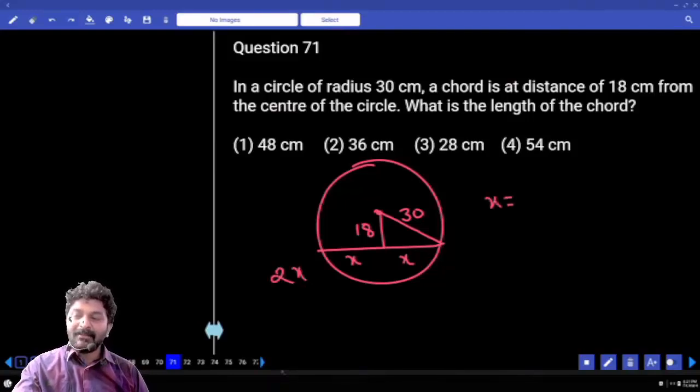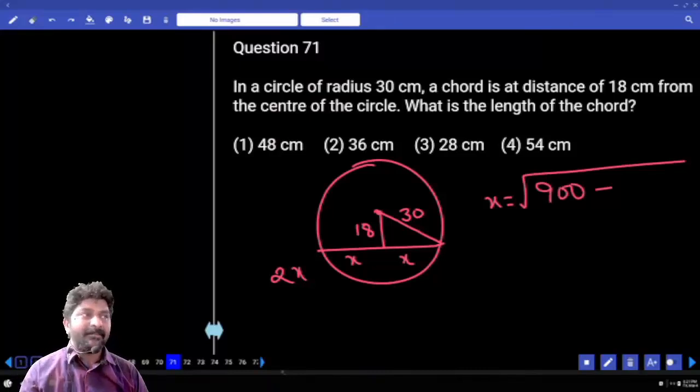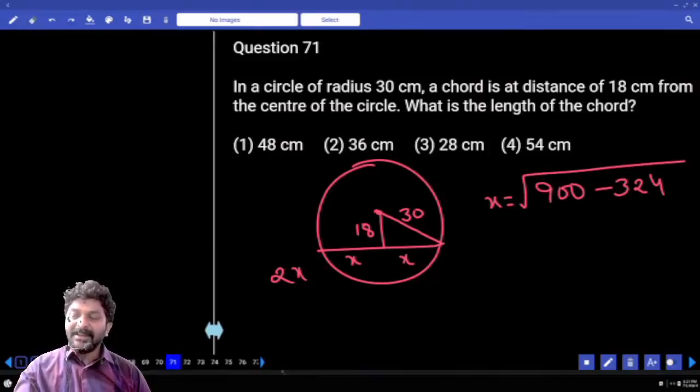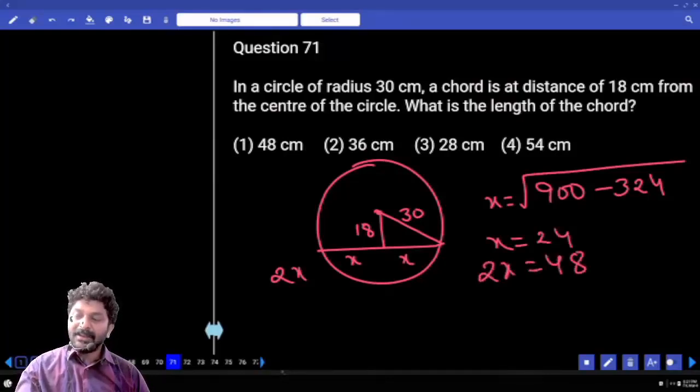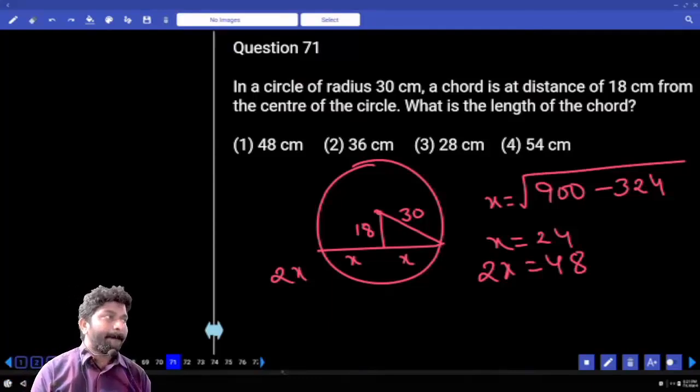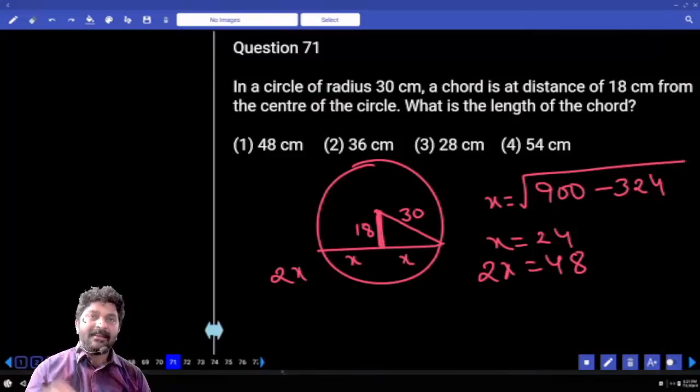X must be equal to the square root of hypotenuse square, 30 square, 900, minus 18 square, 324. Correct? How much is that? 576. 576 is equal to 24 square. Then 2x is equal to 48. From the center, if you draw a line, it cuts the chord into two equal parts.